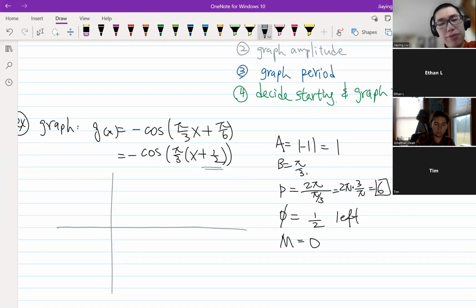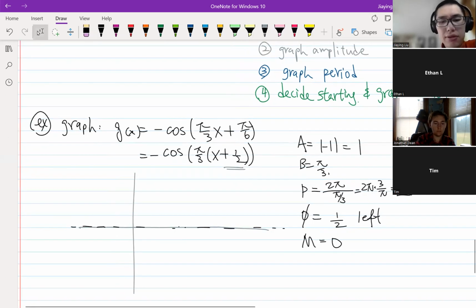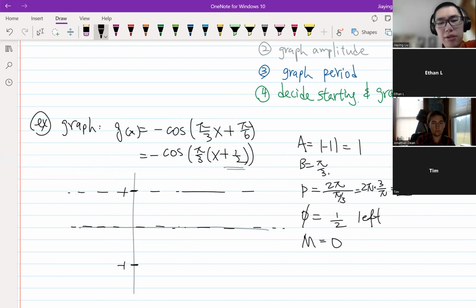The midline is still going to be 0. So we have this dotted line on the x-axis. So this is the midline. And the amplitude is going to be 1. So we're going to go 1 unit up, 1 unit down. So I'm going to say this is my 1 unit. I'm going to draw a dotted line there. So that's the maximum value. It's going to touch that dotted line, and the minimum is going to touch this one.